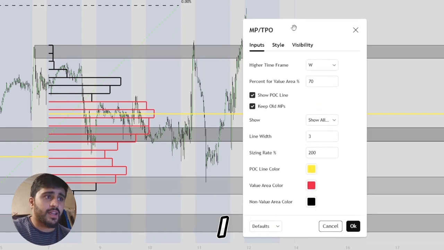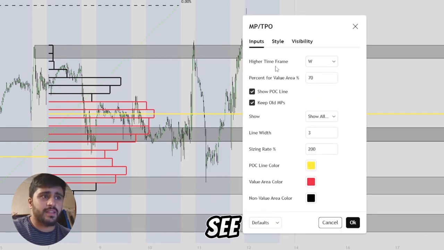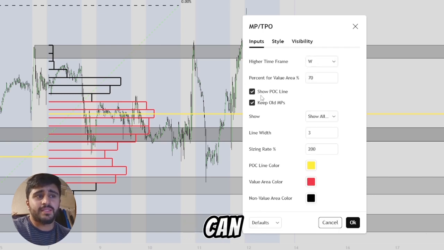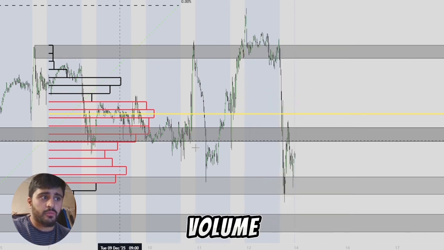So these are the settings I have for market profile. We can see here higher time frame, weekly. So there's weekly, daily, and all the lower time frames as well. We can see something called the POC, right? So I'm just going to untick that, so you can only see this volume profile here.